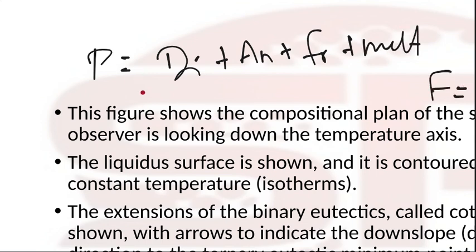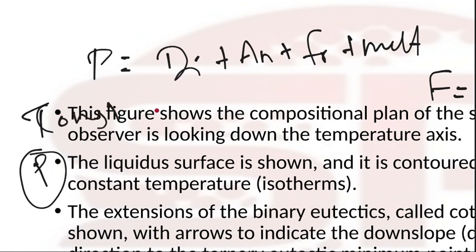That means this ternary eutectic is always constant. It will not vary, until and unless the pressure varies. We are calculating at constant pressure. Until and unless the pressure varies, the ternary eutectic is defined at a particular point.